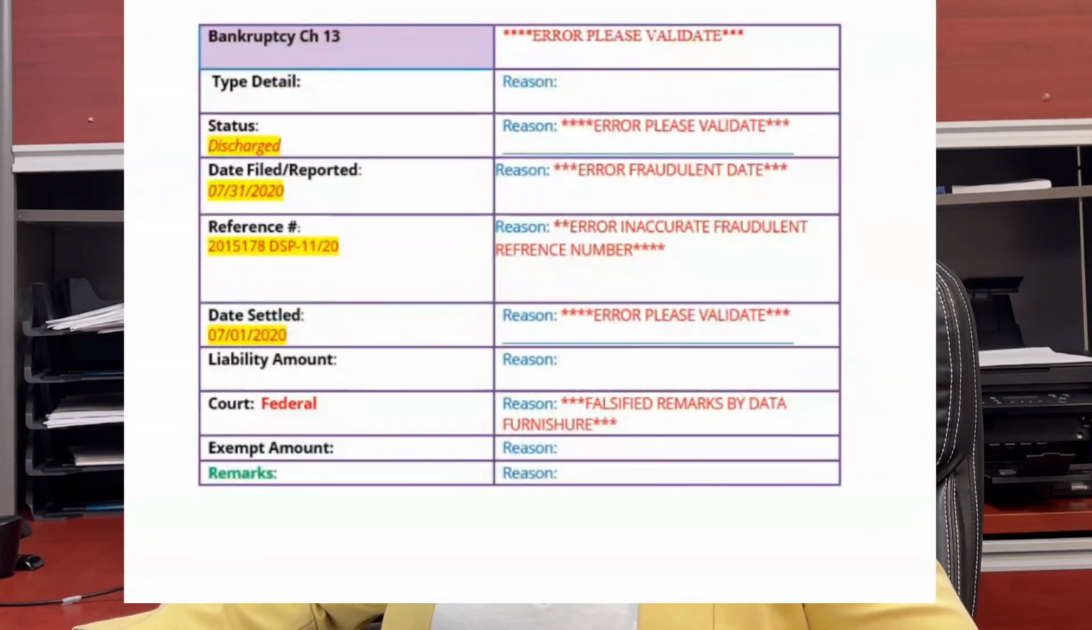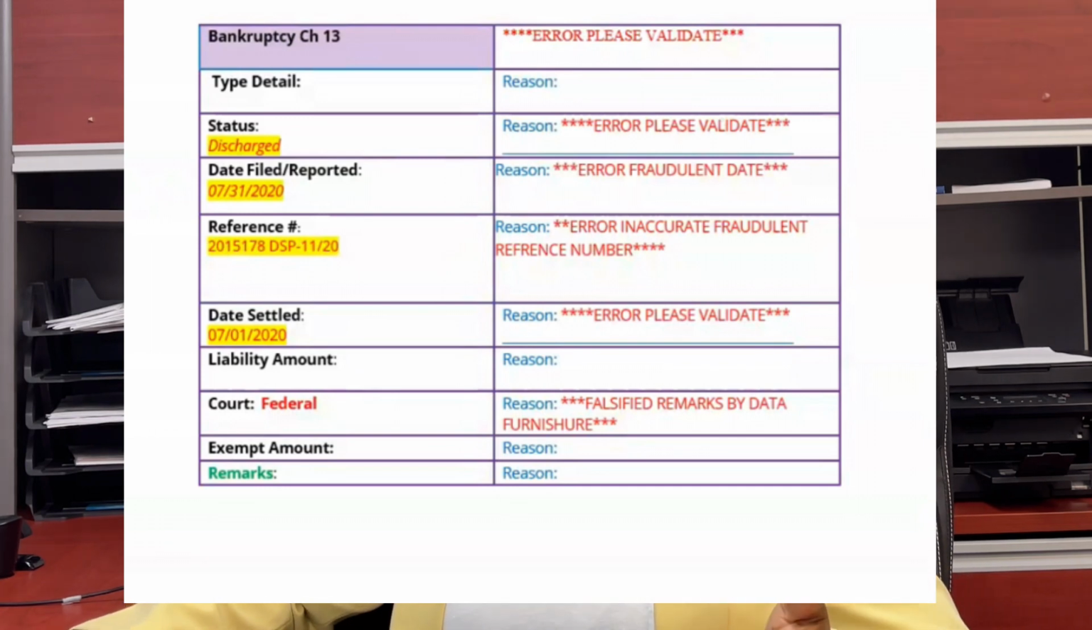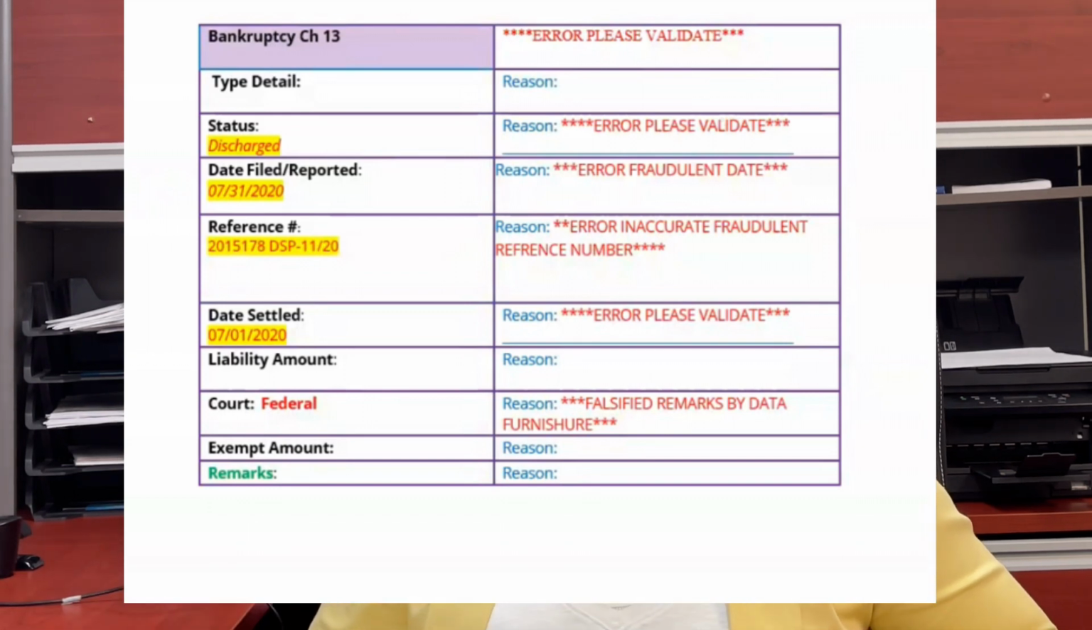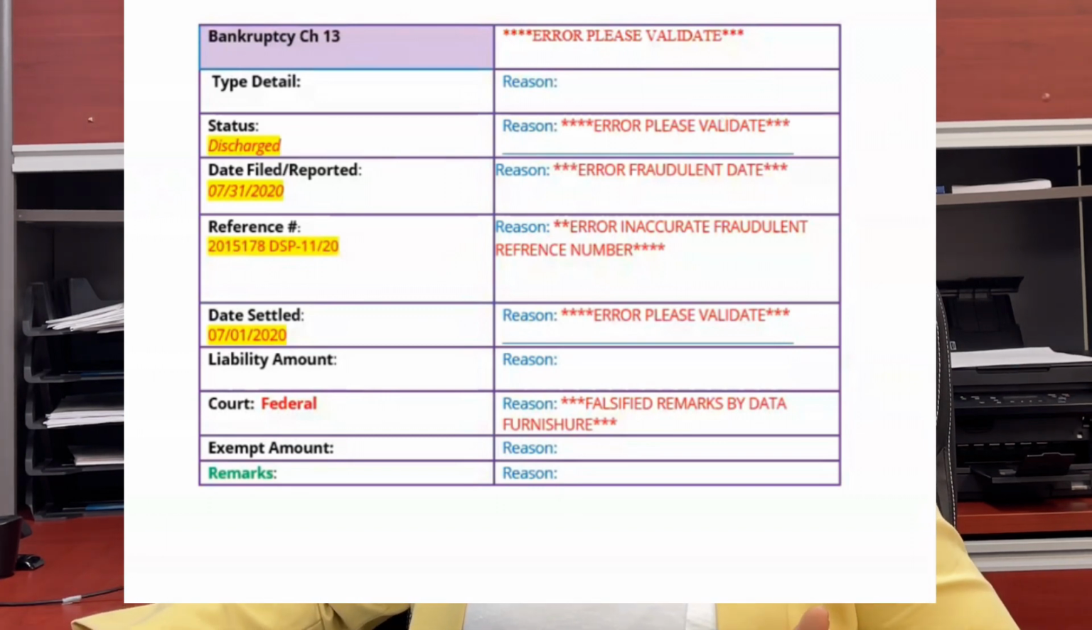Okay, so here for status, it is a discharge bankruptcy. So I want to put something here. This is going to be my dispute reason for this. Error, please validate this. Okay, so once again, they have to validate this information. So here where it says date file, this is the date file that TransUnion is reporting on this account. But however, it's not what's reporting on the client's actual court documents. So we're going to put for our dispute reason here, error, fraudulent date.